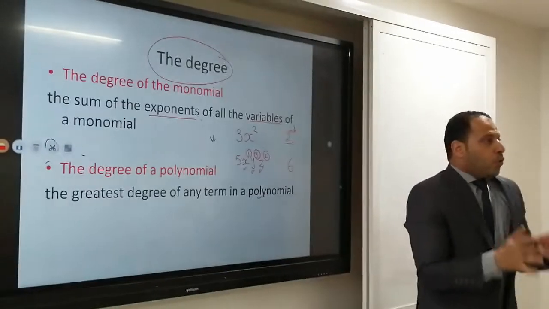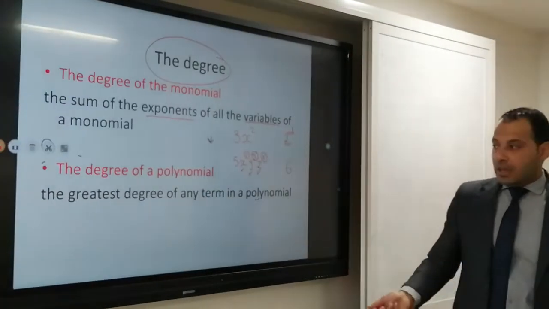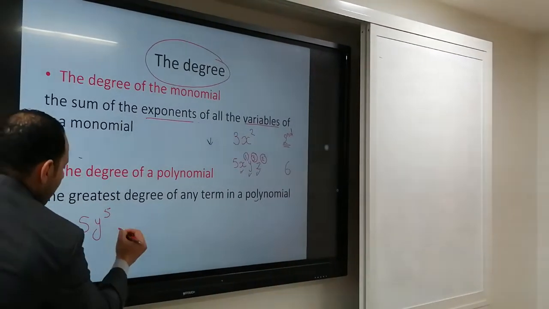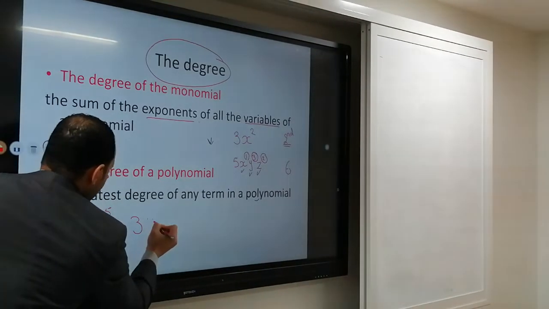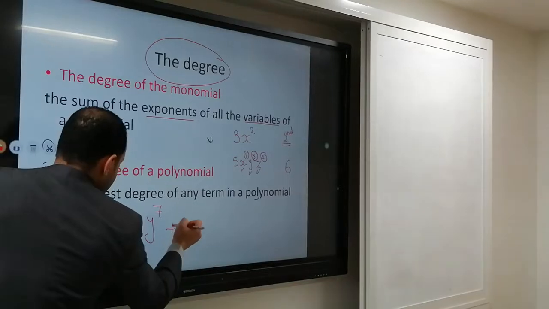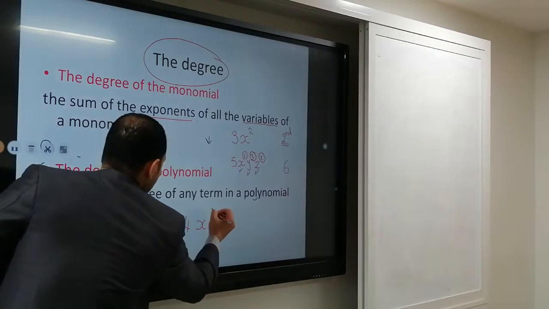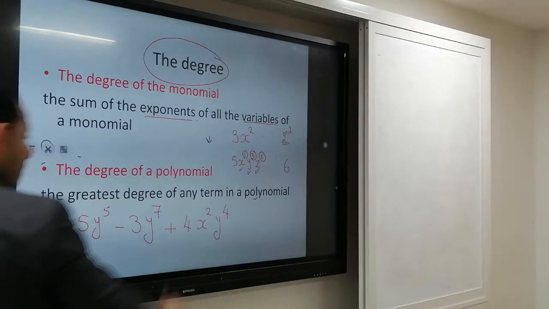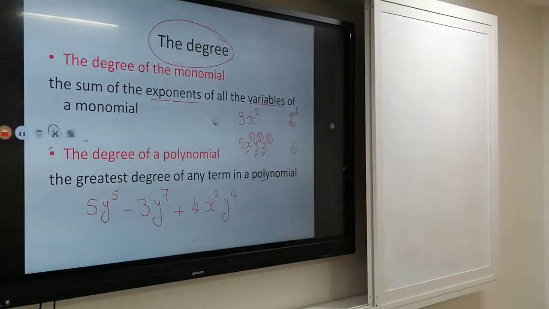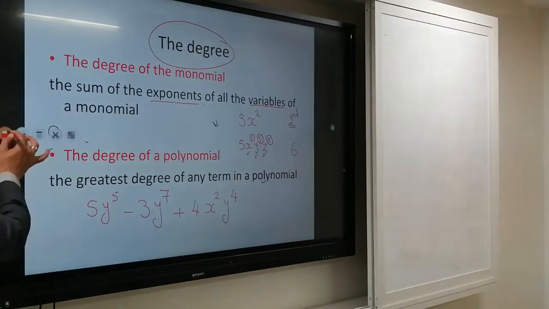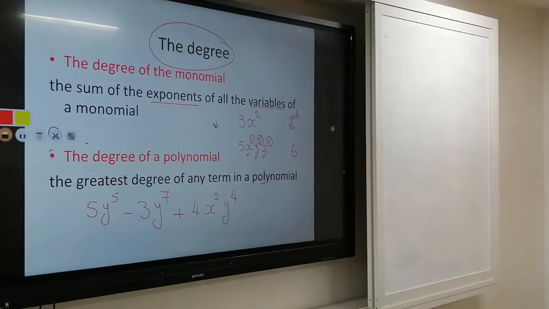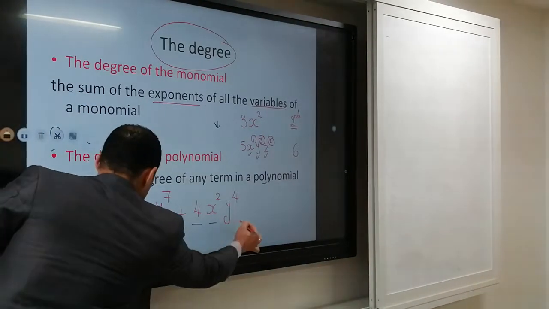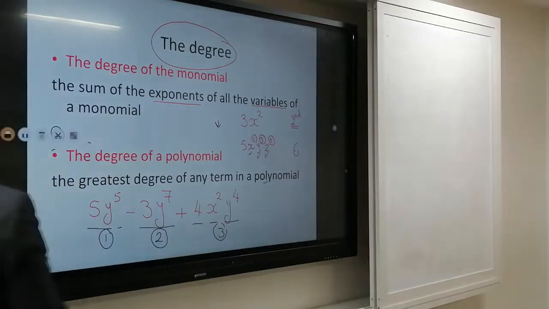If we have more than one term, what about the degree? Like 5y power 5 minus 3y power 7 plus 4x power 2 y power 4, for example. We have here how many terms? Yes, excellent. We have 3 terms. This is the first term, the second term, and here the third one.